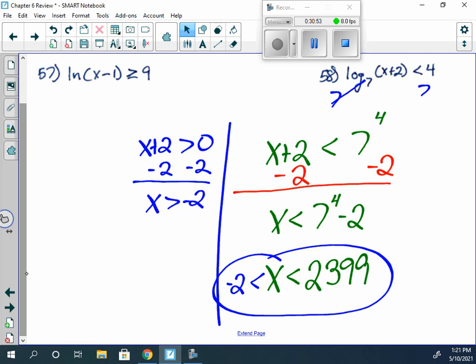Now, if it had been greater than, if it said x was greater than 2,399, then we wouldn't have to do anything because the negatives would not be included.